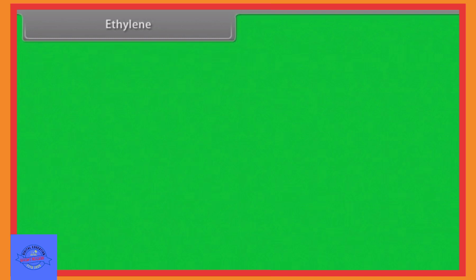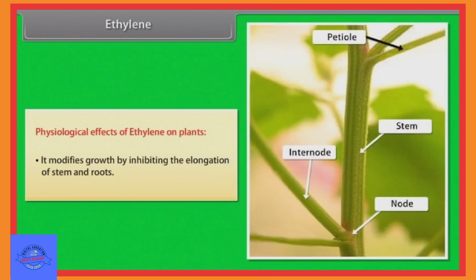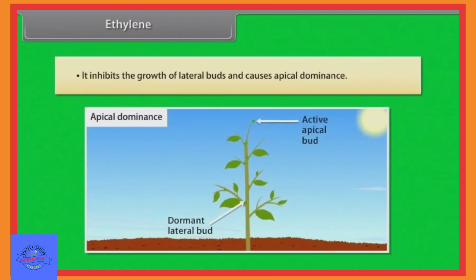Ethylene. Physiological effects of ethylene on plants. It modifies growth by inhibiting the elongation of stem and roots. It inhibits the growth of lateral buds and causes apical dominance.